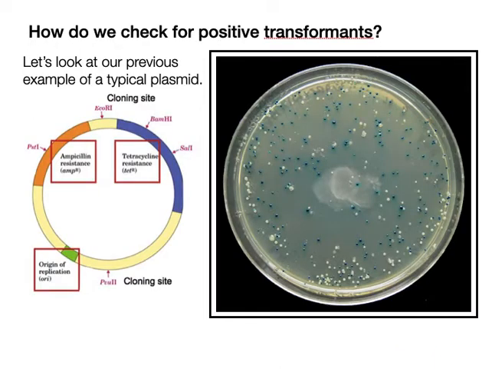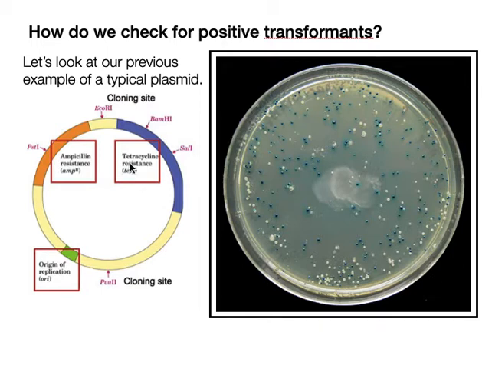Now, after we do that, of course, we need to check whether we are successful or not. So the next step and the last step is how do we check for positive transformants or positive clones? Okay? So how do we do that? There are actually two ways, which are applied at the same time.